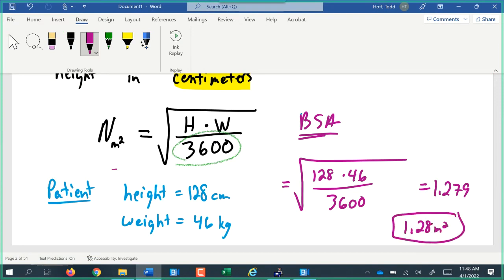Almost all of our calculations go to 2 decimal places when we're looking at body surface area. So that's about as precise as we would ever take that calculation.